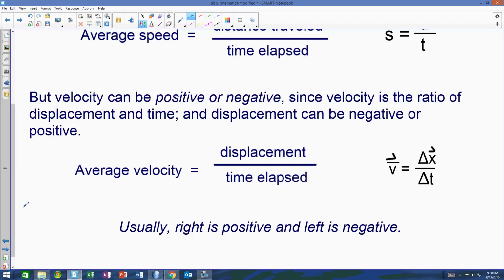If it's going to the right, we say that it's positive I-hat. If it's going to the left, it's negative I-hat. If it's going up, it's J-hat. If it's going down, it's negative J-hat.